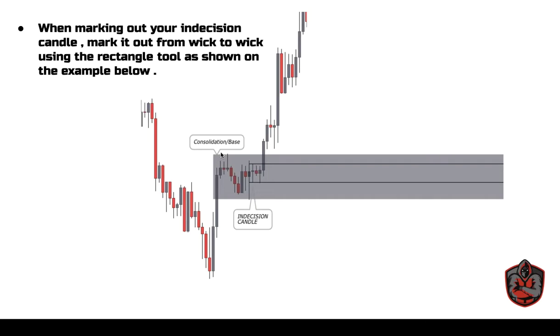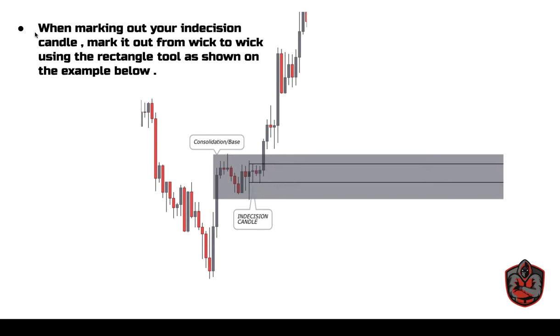So notice we have a rally, a base, and a rally, right? Now this is our entire base, right? But what within the base do we mark out? We look for the indecision candle. Now look, these are 5 indecision candles, right? So we look for the one where the body's in the center and has wicks on either side. As you can see, you can identify that right over here. We have wicks on either side and the body's in the center. That would be our indecision candle.